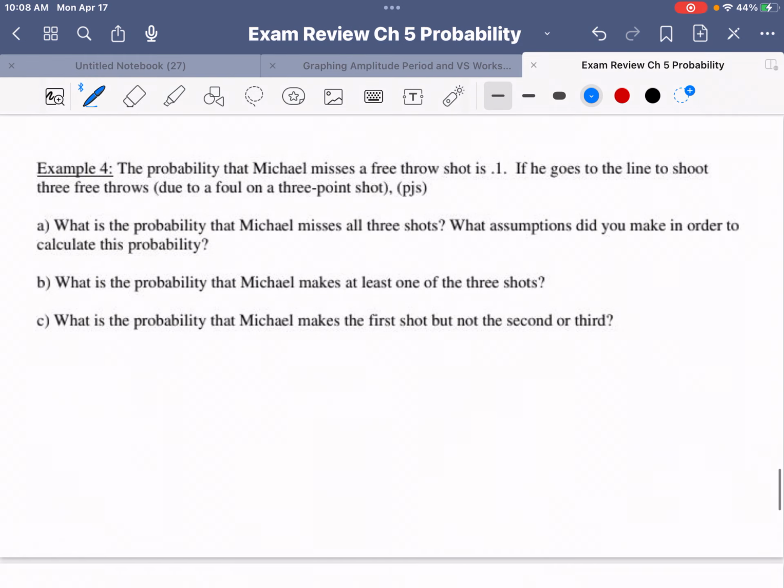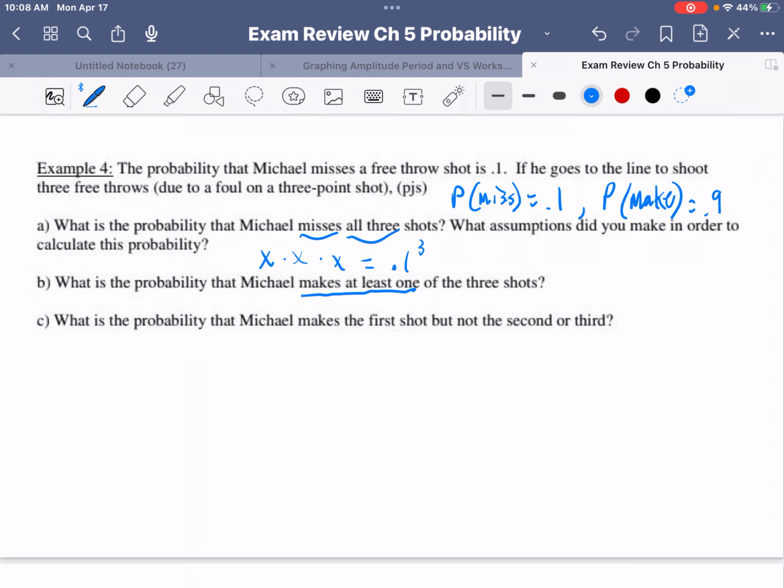Example 4: the probability that Michael misses a free throw shot is 0.1. If he goes to the line to shoot 3 due to a foul shot on 3 points, the probability of missing is 0.1, and just in case I need it, the probability of making is 0.9. What is the probability that he misses all three? That would be miss times miss times miss, which is 0.1 cubed. Get your answer.